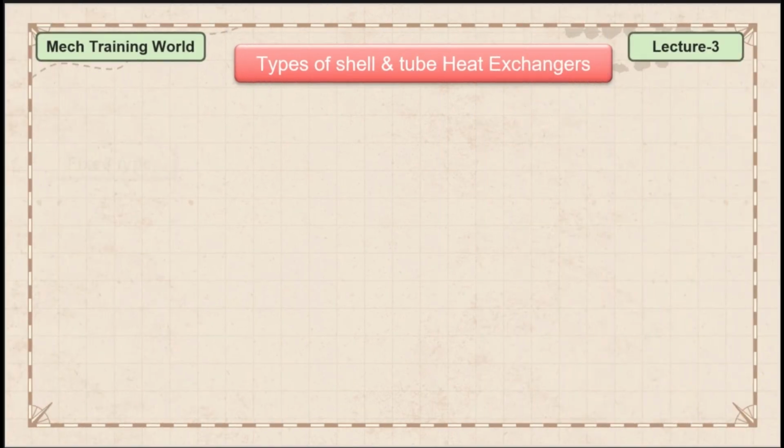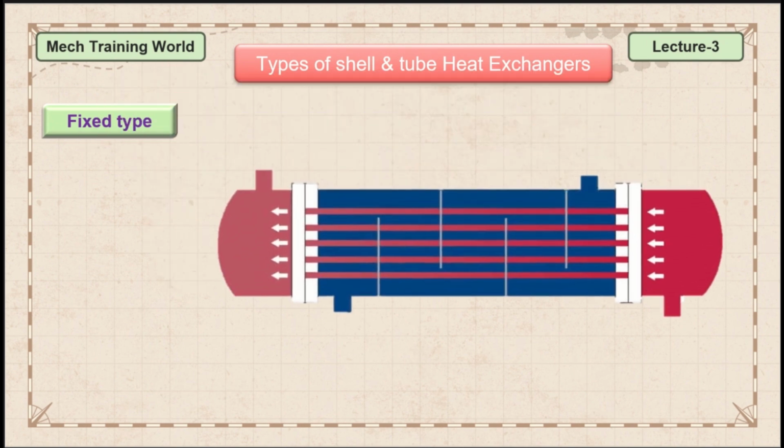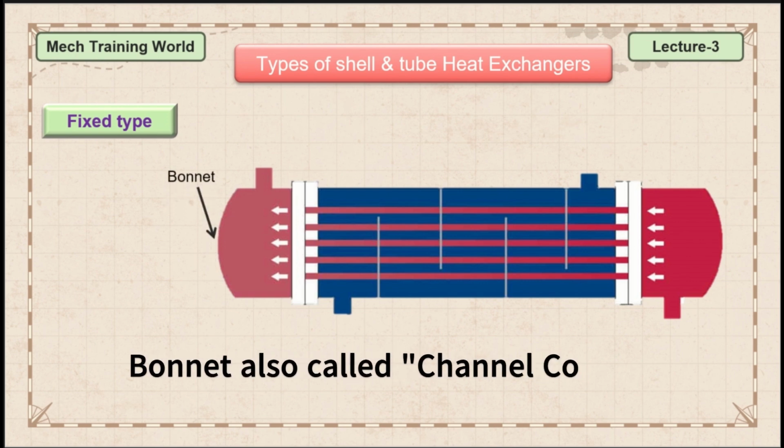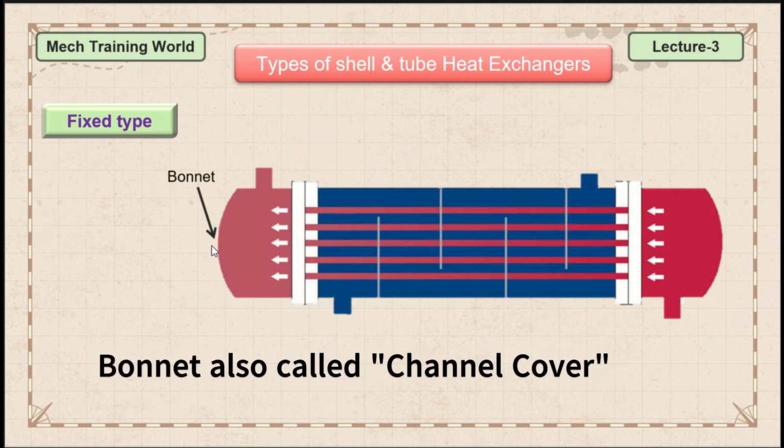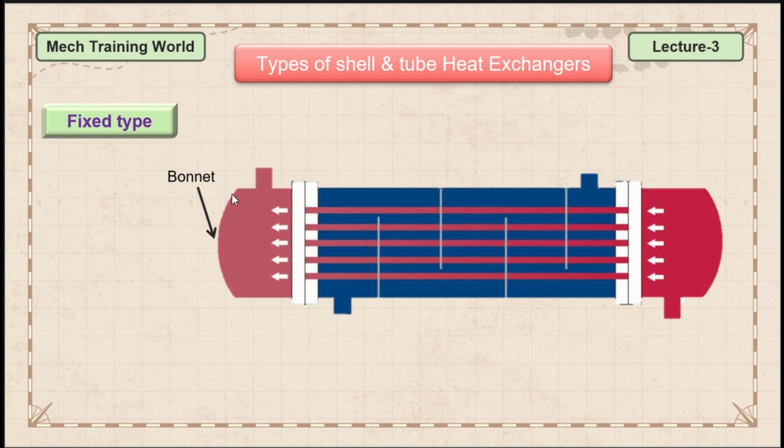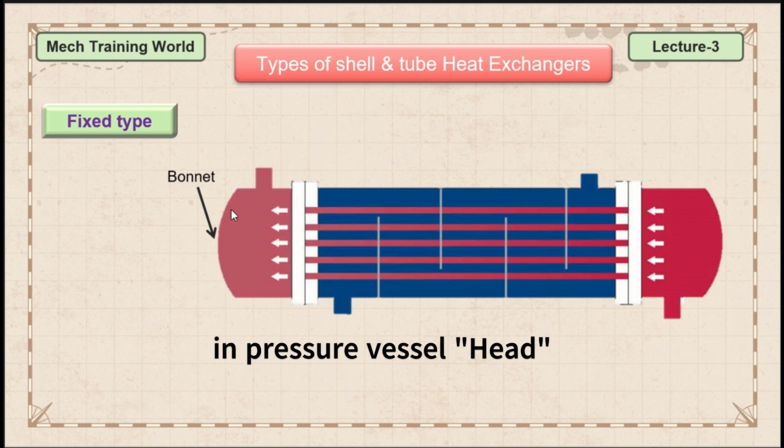The first one is fixed type. This is the general layout of shell and tube heat exchangers. When we look at the cross section of the heat exchanger, we notice that it consists of a bonnet. The bonnet is also called the channel cover. Generally, in a pressure vessel, this is called a head, but in heat exchangers, we call this the channel cover or bonnet.